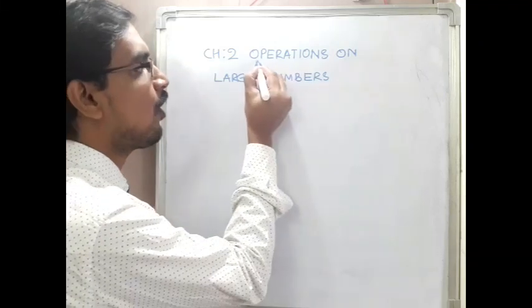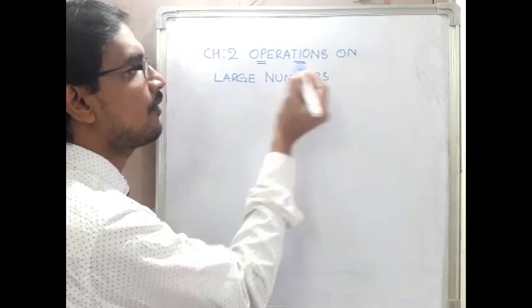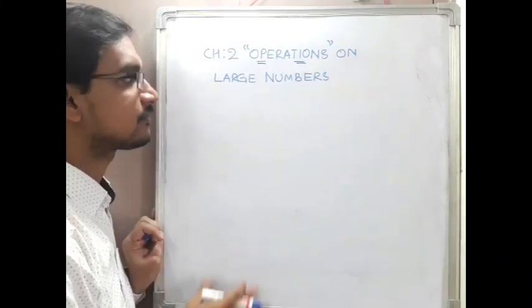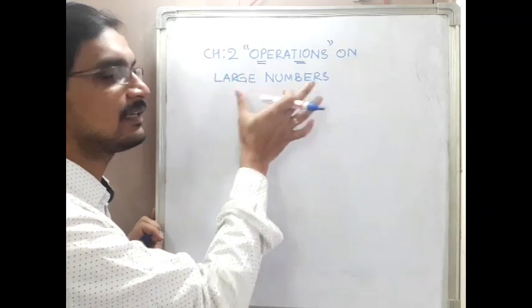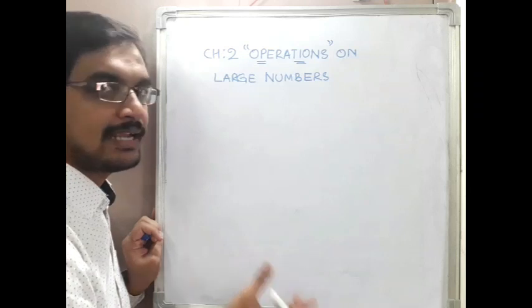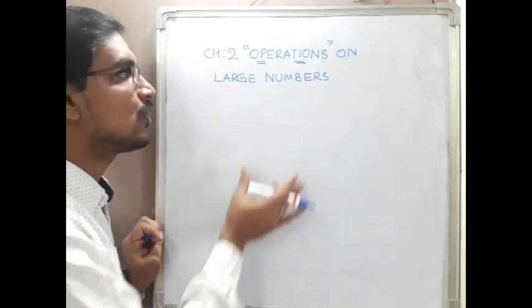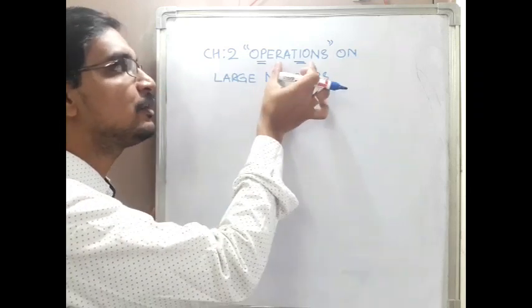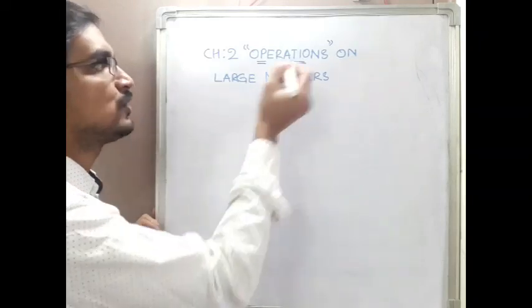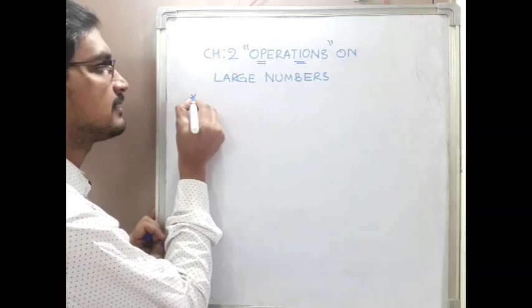Look, so operations, what exactly does it mean by operation? You already know what exactly the large numbers are: 8 digit numbers, 9 digit numbers, etc. So on those numbers we are going to perform some operations. That is this chapter. So what exactly do operations mean?